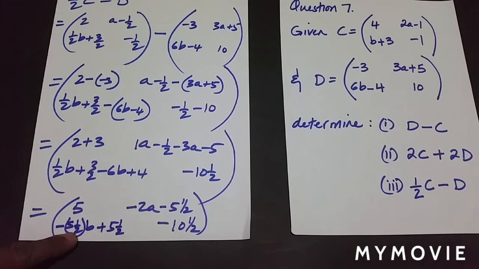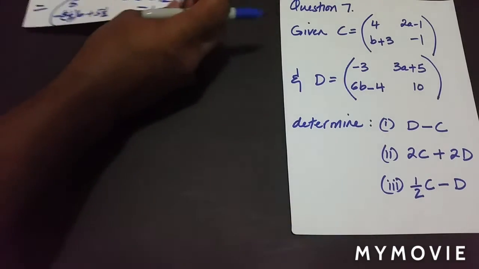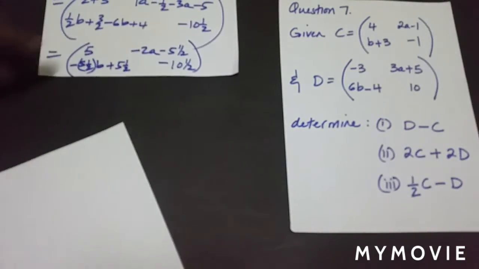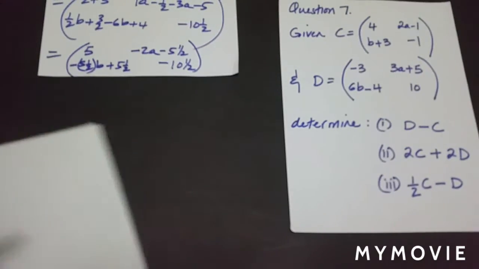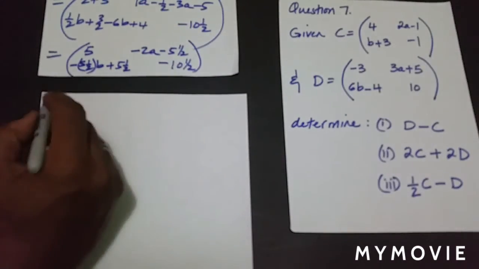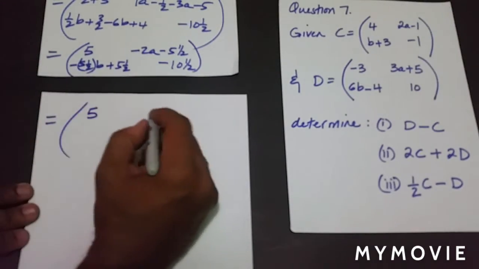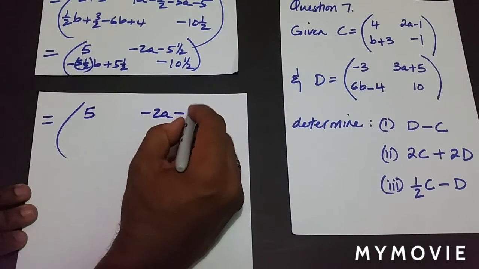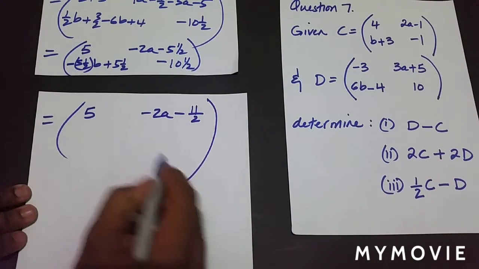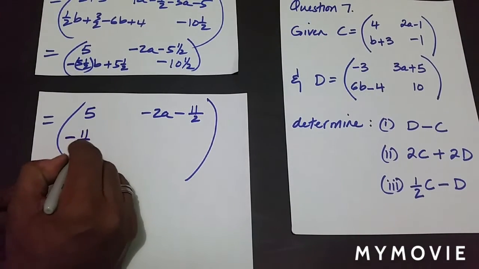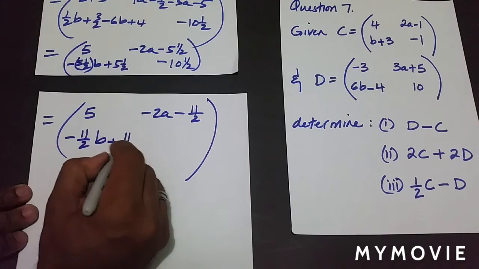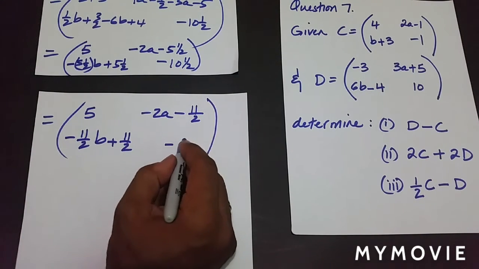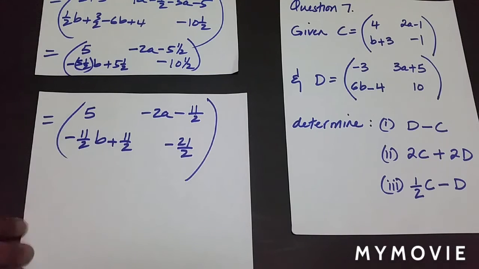And of course, you should write this as an improper fraction. Essentially, all of these should be written as improper fractions there. So really and truly, what you would want to see is 5, minus 2a, minus 11 over 2, minus 11 over 2b, plus 11 over 2, minus 21 over 2. So that's the appropriate thing to write in the end.